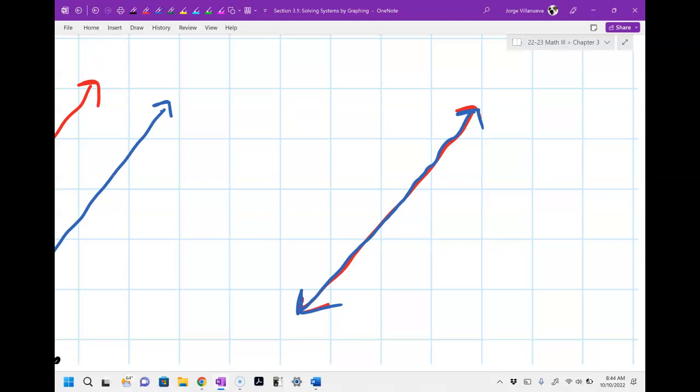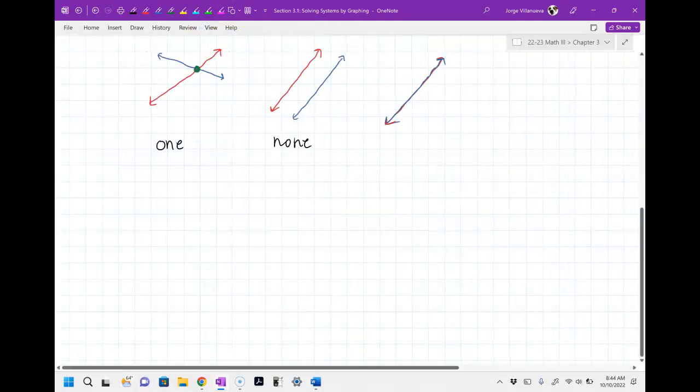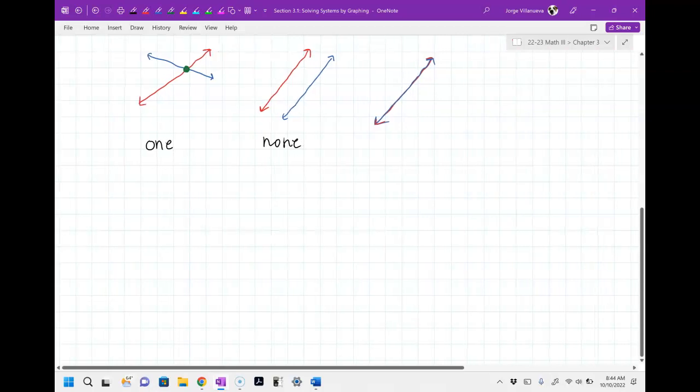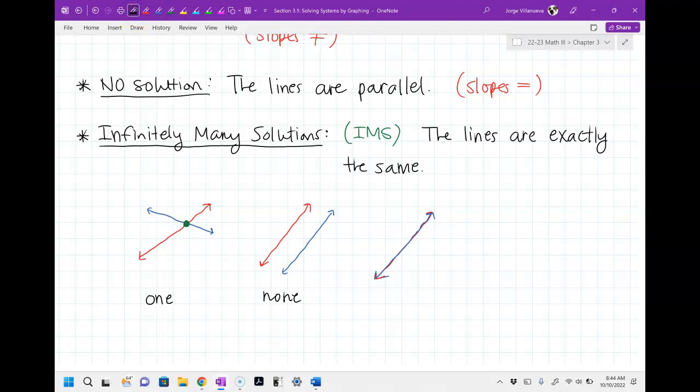Infinitely many, right? They're literally touching each other at every single point. So if they're the same line, then they're going to touch every point on that line, if it's right on top of each other. That's why we say that these have infinitely many solutions, because the same line is on top of itself. So this would be IMS, infinitely many solutions. So a line on top of itself.